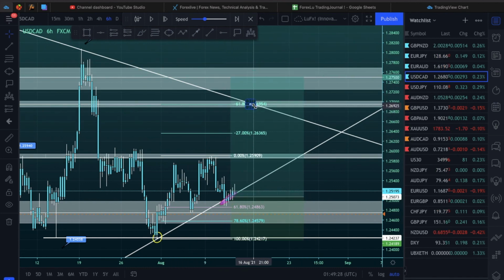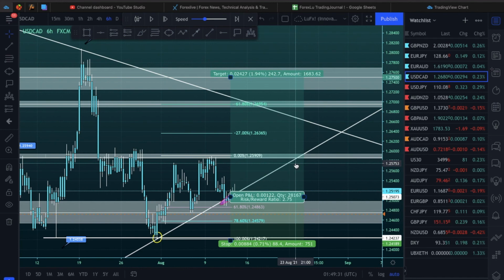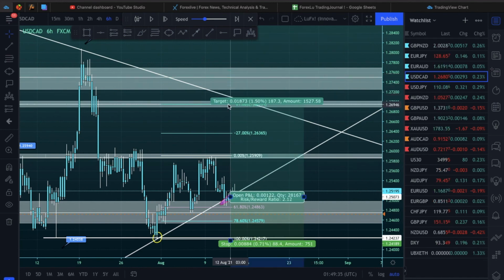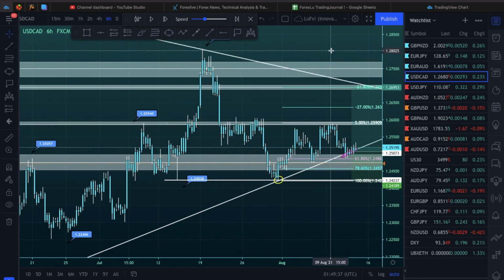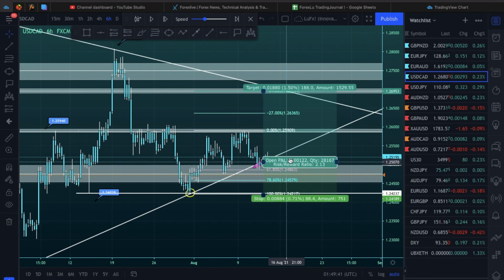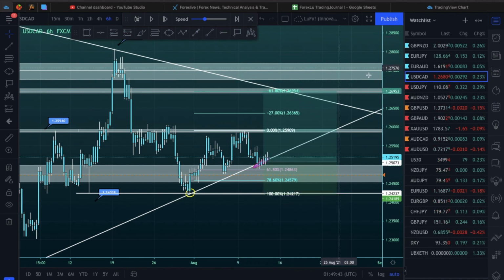So if price were to come up here and hit this trend line, it could just fall right here, right? Because it would be the third touch. So I didn't want my target to be up here. I wanted to be safe. So I put my target right here. So risk to reward 2.13. So if you're risking $1,000, you're making $2,000, right? So that's a good risk to reward.